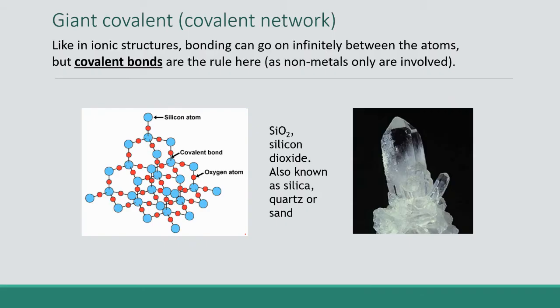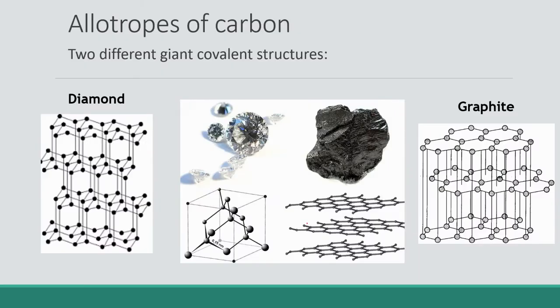Like in ionic structures, bonding can go on infinitely between the atoms, but covalent bonds are the rule here. We've got non-metal atoms, so we form covalent bonds between the atoms. This is a picture of silicon dioxide, also known as silica or quartz or sand, which forms this crystal structure. All the silicon and oxygen atoms are held together with covalent bonds, very strong bonds.